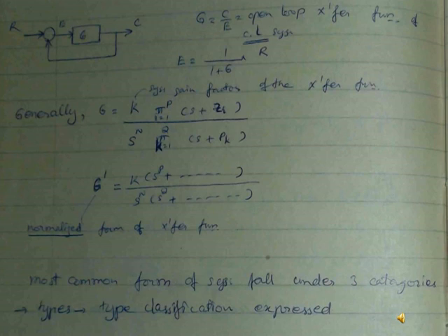Generally, G equals K times the product of (S plus Zi) divided by the product of (S plus Pi). In normalized form, G can be calculated as K multiplied by S power P and the summation, divided by S power M. That is the most common form of the system, which falls under three categories. That way the type and the classification can be expressed.